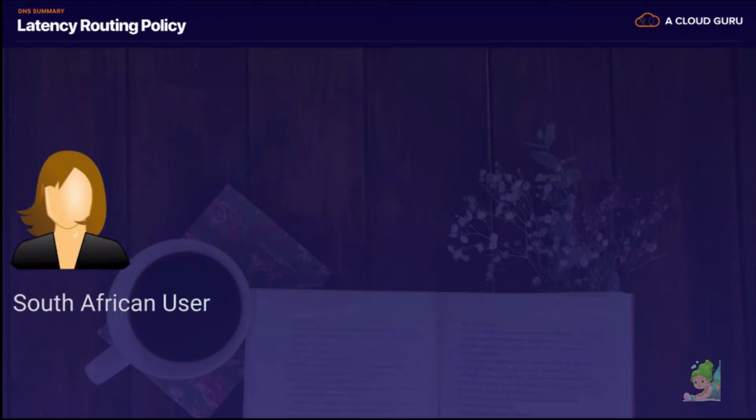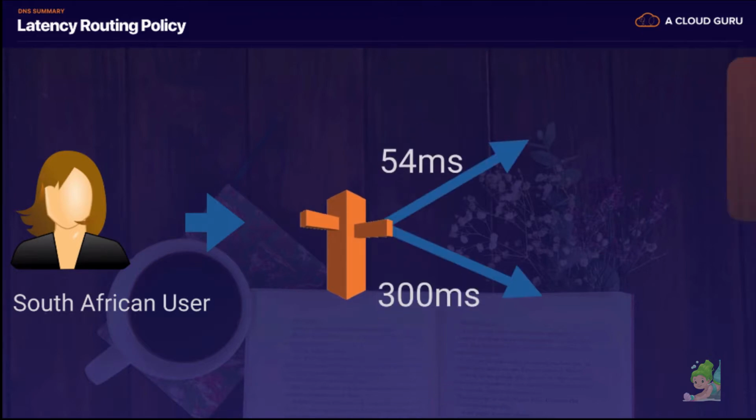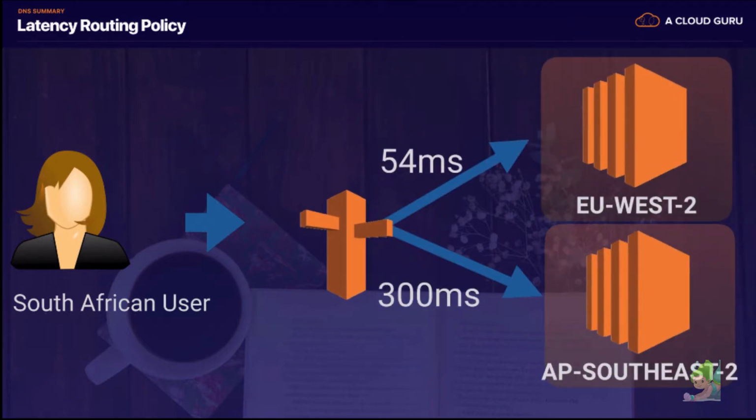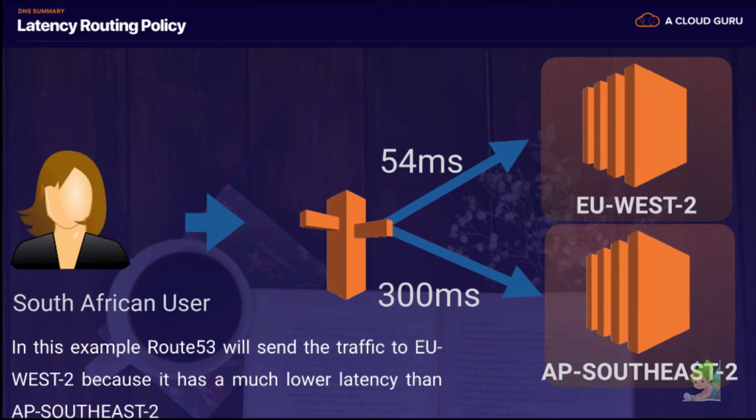Latency-based routing is based on our user's location and the latency. Our South African user is going to visit our website, which is behind Route 53, and essentially they're going to get 54 milliseconds if they use US West 2, 300 milliseconds if they use AP Southeast 2, so of course Route 53 is going to send them to the fastest fleet of EC2 instances first, which is going to be EU West 2.